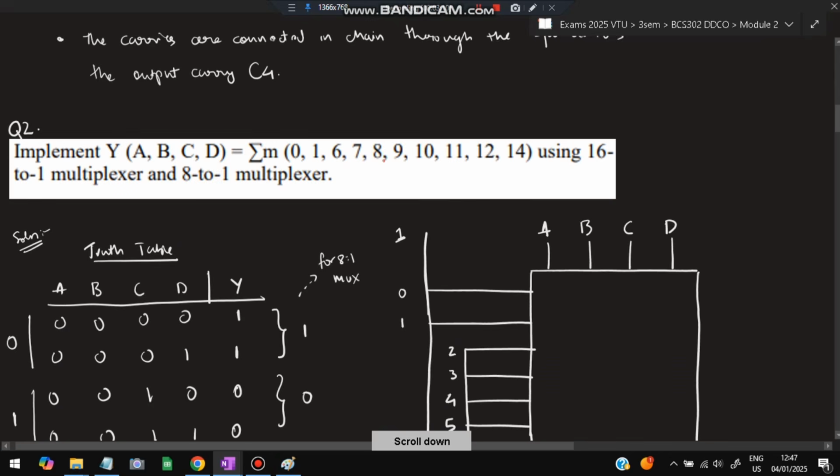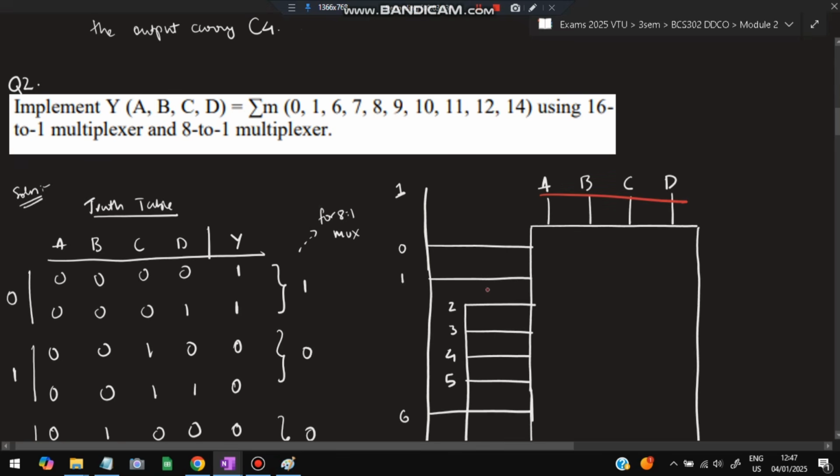Moving on to the second super important question: implement Y = f(A, B, C, D) with the m values given here using a 16-to-1 multiplexer and an 8-to-1 multiplexer. The multiplexer is very important. What does a multiplexer do? It will take n inputs and generate one of the 2 power n outputs based on a select line. What a select line is, we'll also discuss.